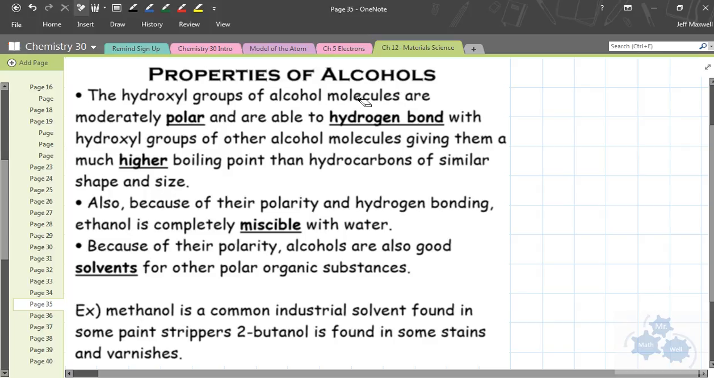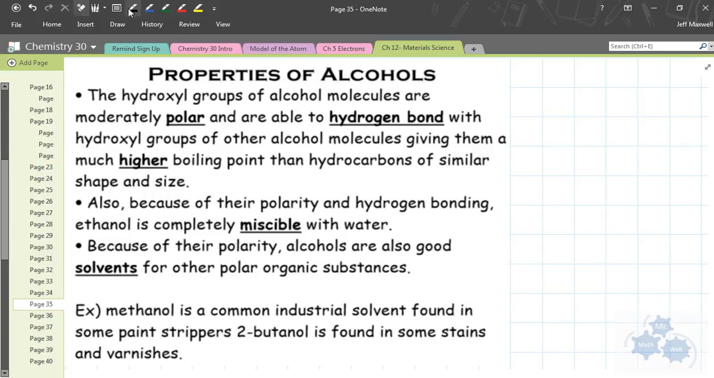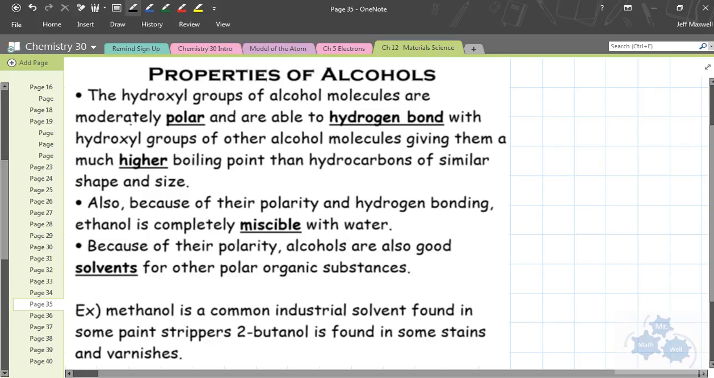So alcohols are moderately polar, giving them a high boiling point compared to hydrocarbons. Also, because of their polarity, they engage in hydrogen bonding, and that was mentioned up here as well.